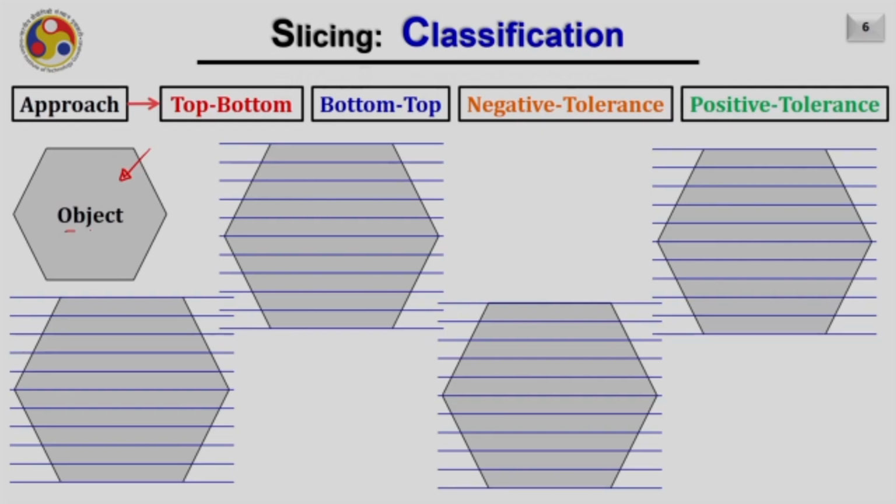We want to build this object, and to build this object, if I am using bottom top approach, how will it work? It will realize the objects, or it will add the material by extruding the contours from the top to bottom. Let me just consider, these are the slicing planes what you are seeing here in the blue color, and this is the build direction.